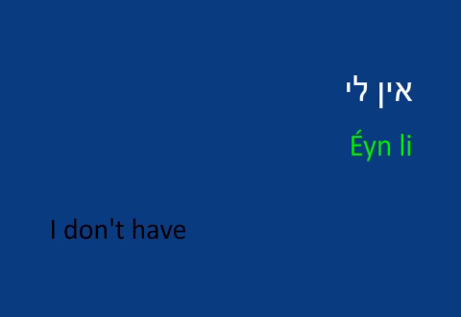Excellent. Now let's learn how to say I have and I don't have. I have is yeshli. Yesh means there is, and li is to me. Together they mean I have. The opposite, I don't have, is ainly. Ain means there isn't.